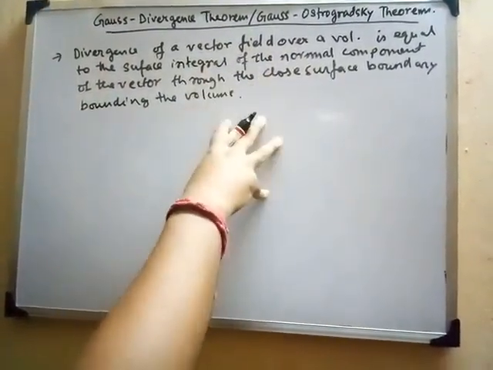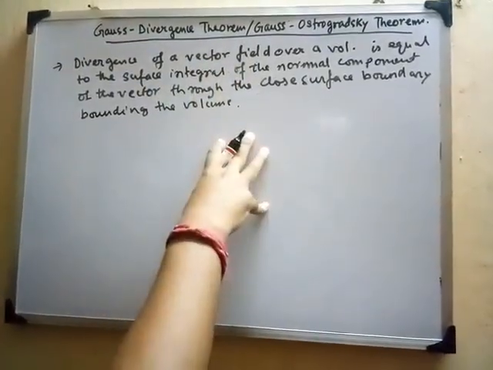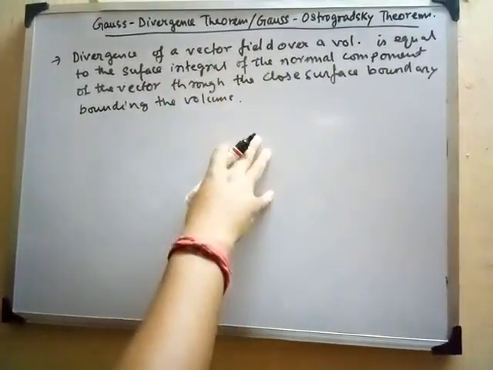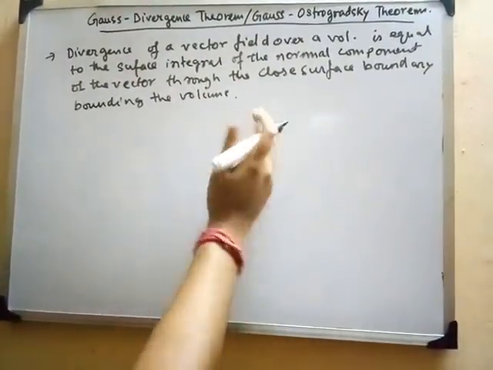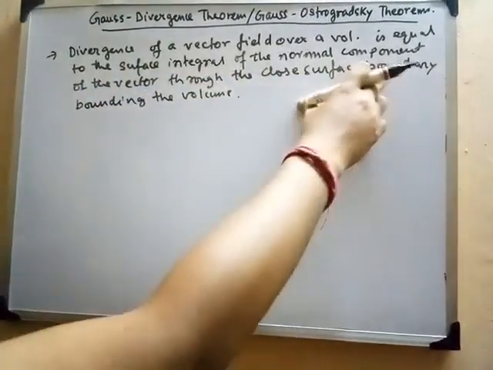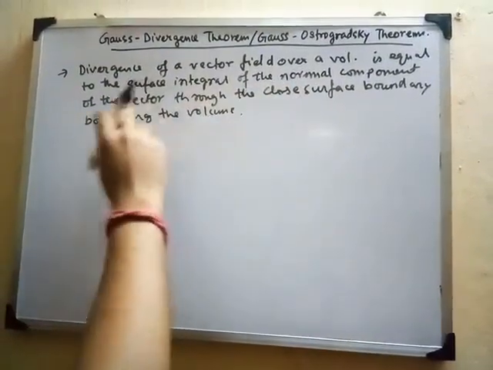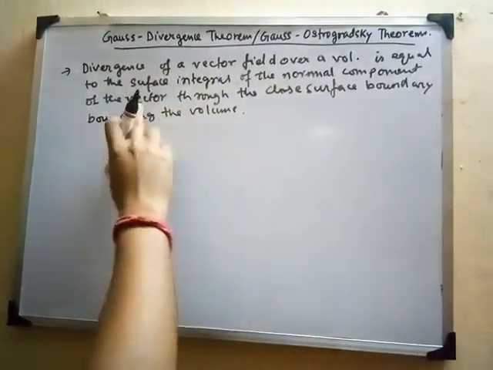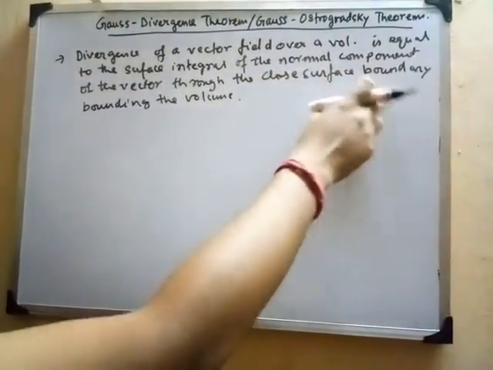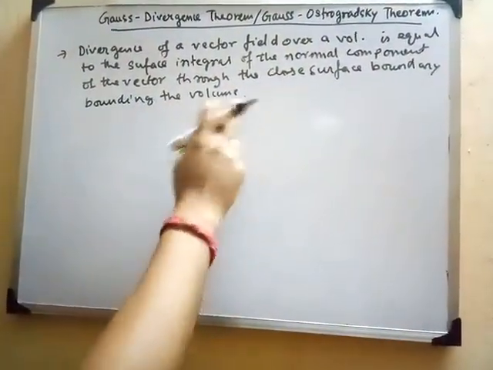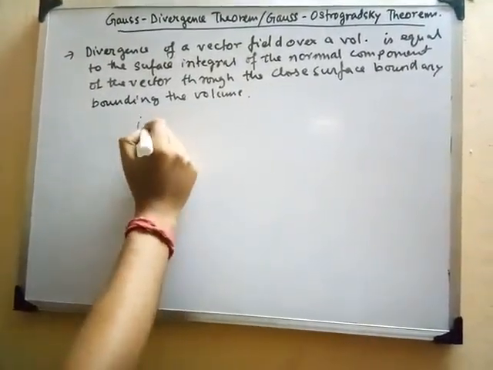so divergence through that volume, where there is some vector field, will be equal to the surface integral of the normal component from that volume. We will simply integrate those normal components in terms of surface integral, and that will be through the normal component of the vector through the closed surface bounding that volume.